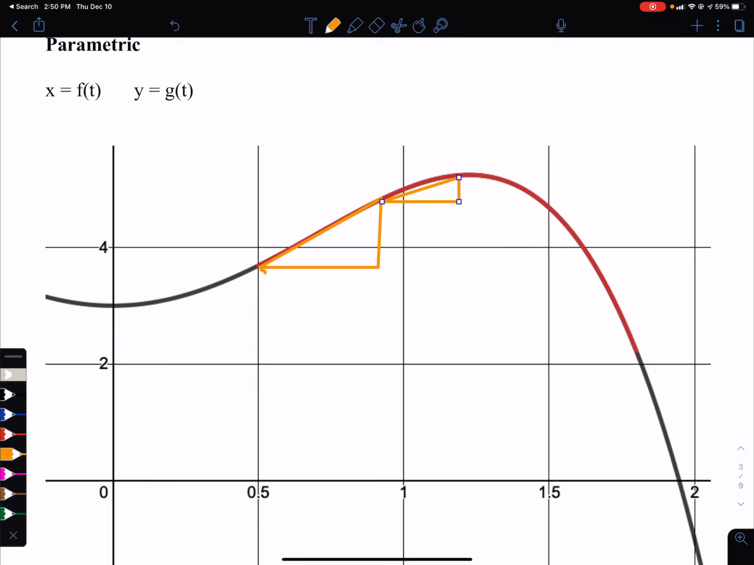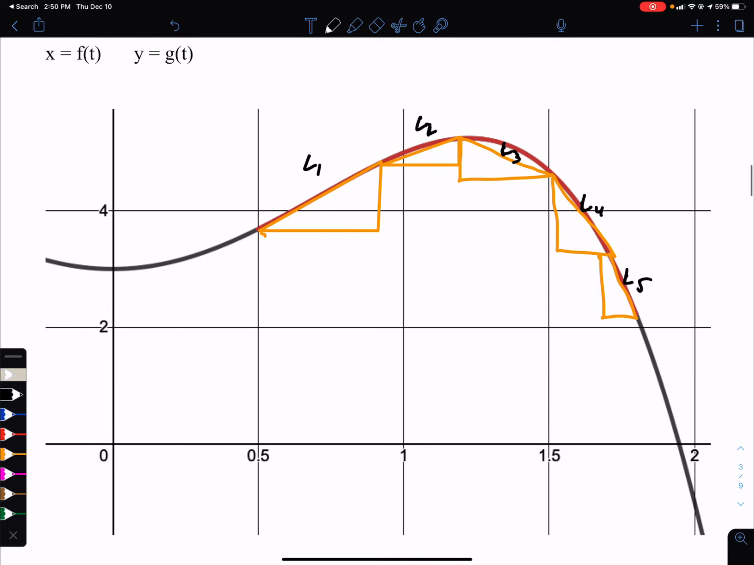These triangles approximate the length of the arc. So I'll call this L1, L2, L3, L4, L5. If I add those up, I get the arc length.